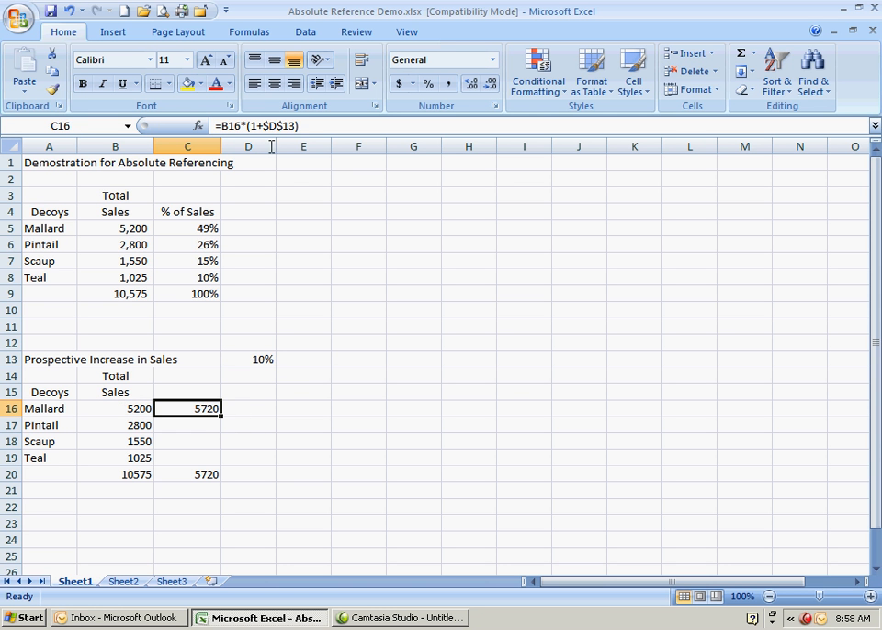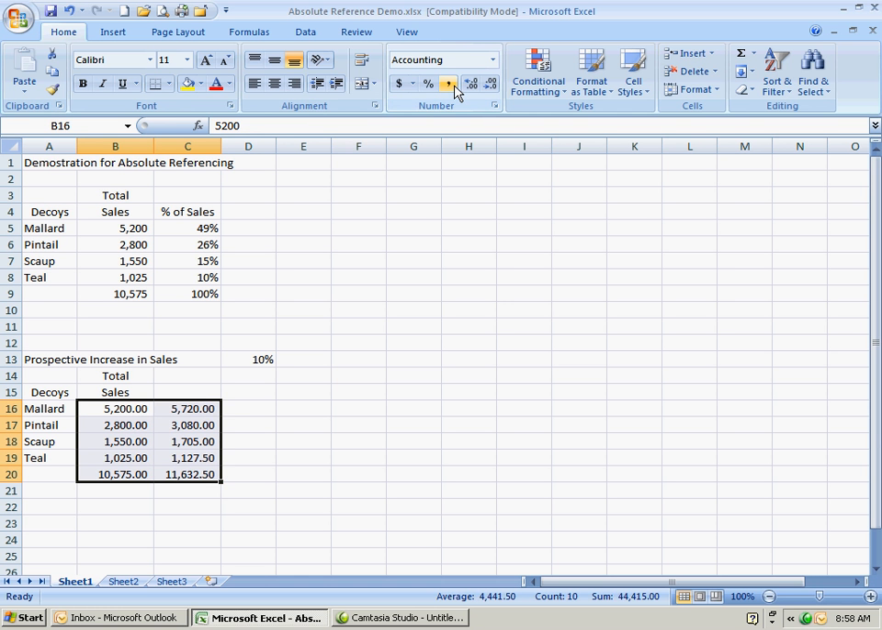The 1 in the formula there is 100%, so that you don't have to multiply and add it back, kind of a little quick thing. 100% plus 10%. So basically what you're doing is you're multiplying it times 110%. And you copy that formula down. Okay, I already had the total down here. So now we've got each of the individual decoys with a 10% increase and the totals with a 10% increase. I'm going to put my comma in there.